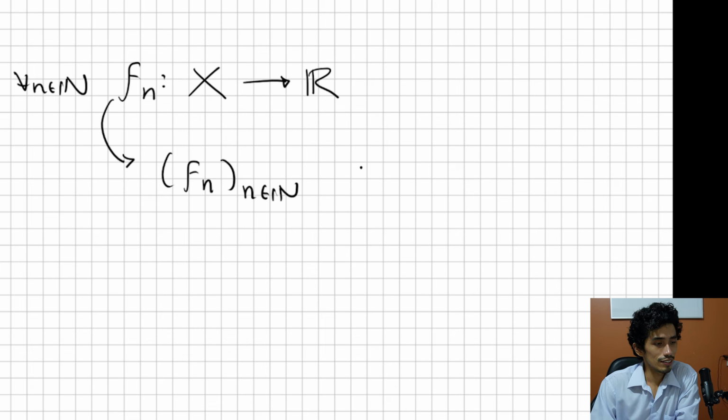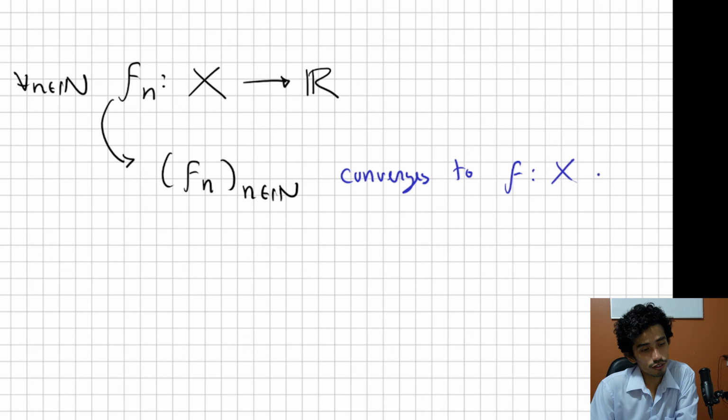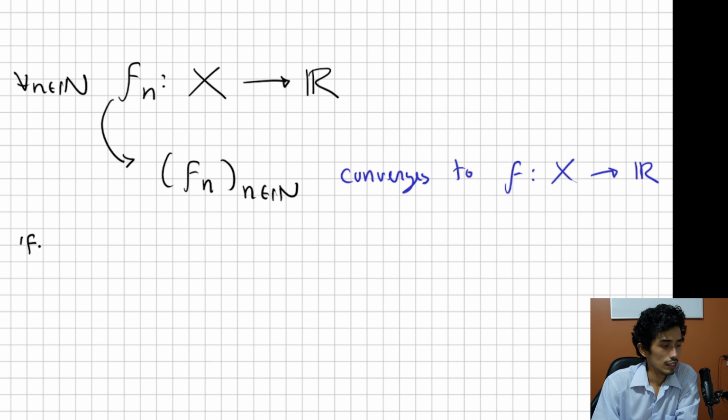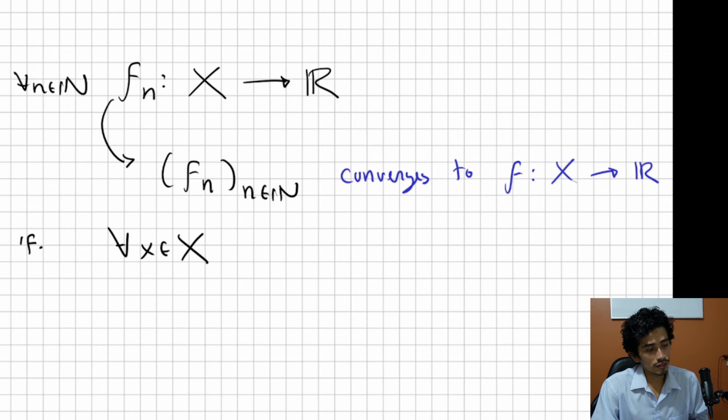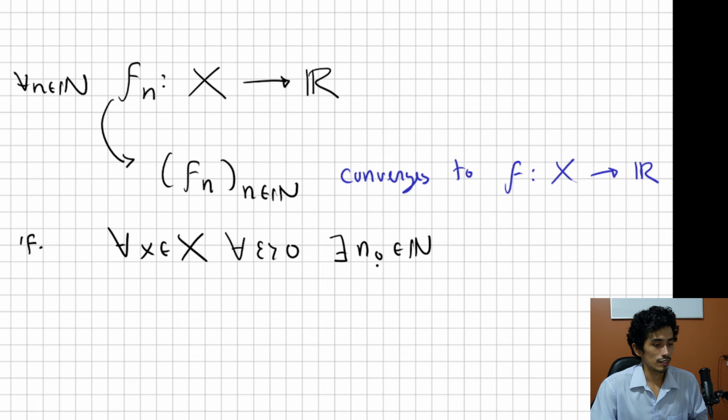We say that this sequence converges to some limit function that we call f, defined on the same domain, if, and now comes the good part, we start by picking any point of the domain, and for every epsilon bigger than 0 there must exist some index n0 such that for every bigger index n we have the following.